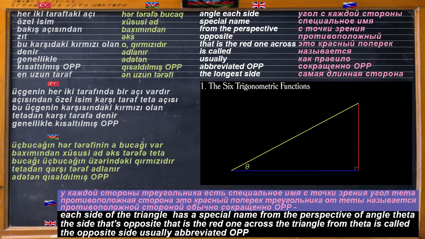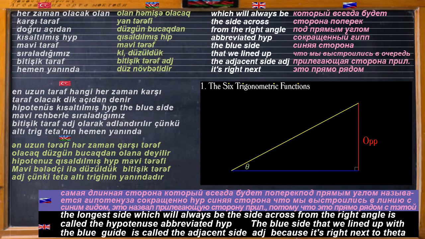Each side of the triangle has a special name from the perspective of angle theta. The side that's opposite, that is, the red one across the triangle from theta, is called the opposite side, usually abbreviated OPP. The longest side, which will always be the side across from the right angle, is called the hypotenuse, abbreviated HYP. The blue side that we lined up with the blue guide is called the adjacent side, ADJ, because it's right next to theta.